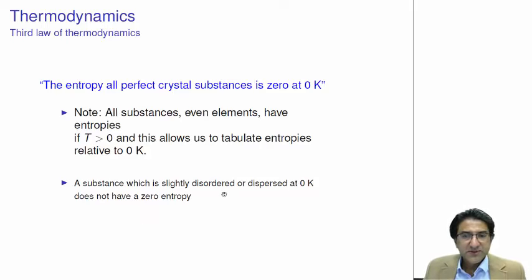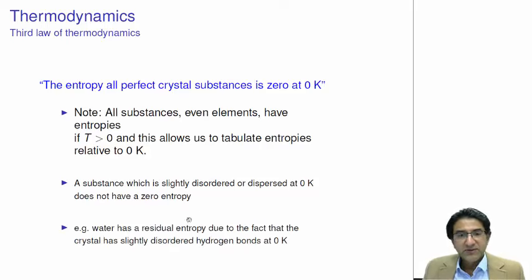Some special cases: a substance which is slightly disordered or dispersed at 0 Kelvin does not have a 0 entropy. When you cool something down, it doesn't always turn into a crystal. Even water, when you cool that down, it turns out that water will still have some residual disordered hydrogen bonds at 0 Kelvin, meaning to say that there is a slightly larger than 0 entropy at T equals 0. One of the reasons would be because the water actually is made up not of H2O, but maybe HDO or D2O, where D is deuterium. And the fact that we have a mixture means that we don't have a perfect substance.